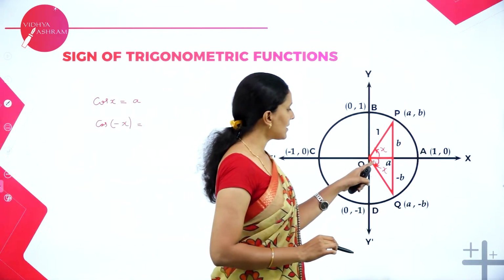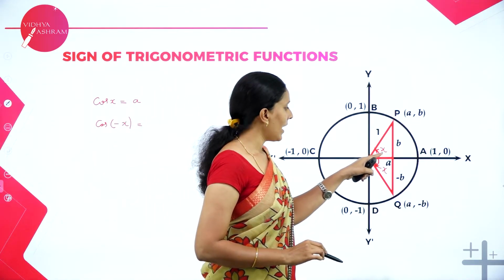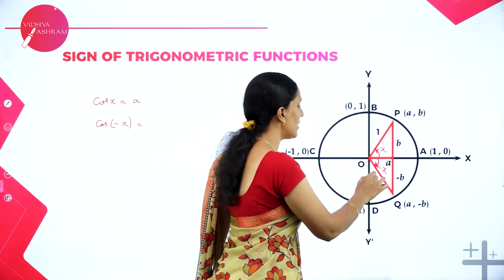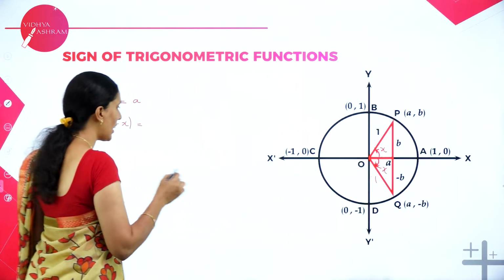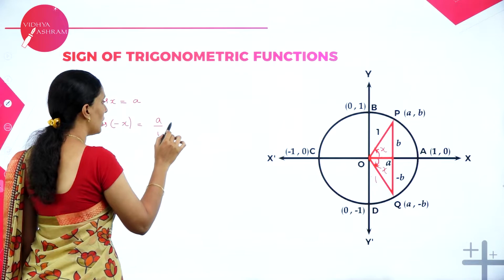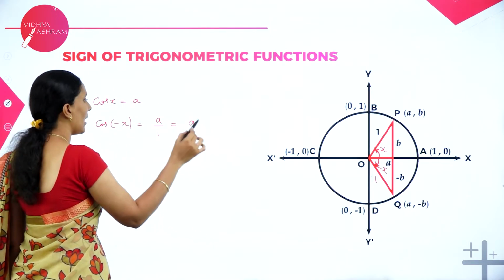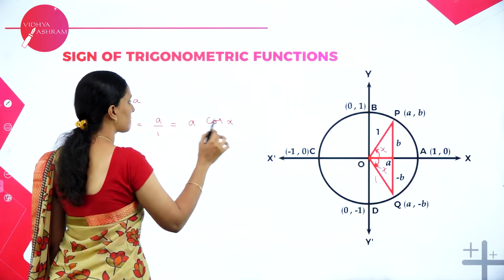If I take minus x as an angle, then A is the adjacent and here 1 is the hypotenuse. So again you will get it as A by 1 only. So what is A? It is cos x only.